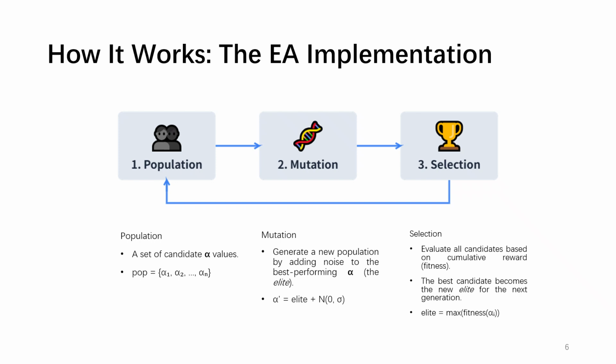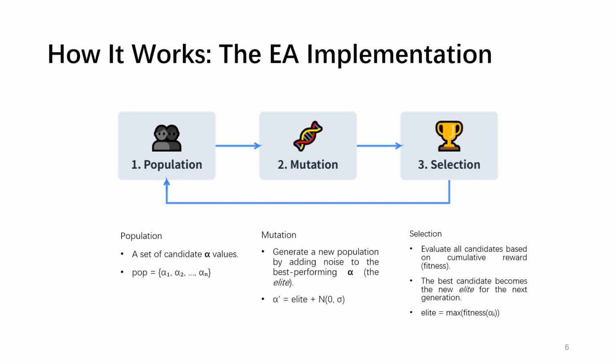So how does our EA implementation work? It follows a simple, iterative three-step process. First, we maintain a population of candidate alpha values. And second, in the mutation step, we generate a new population by taking the best performing alpha from the previous generation, which we call the elite, and adding some random noise to it.